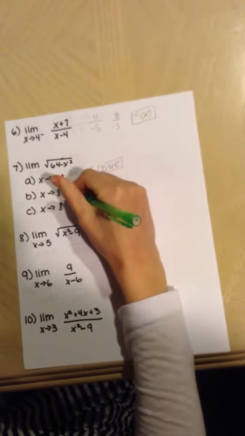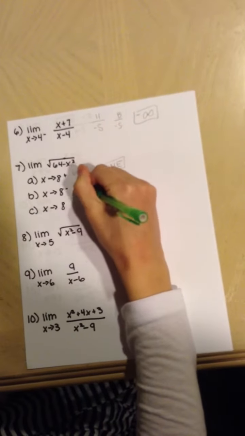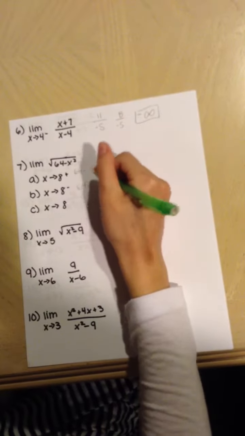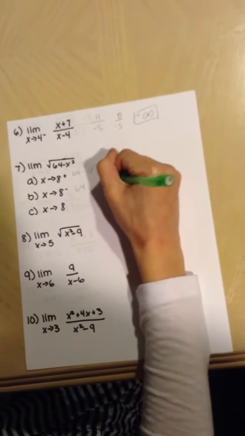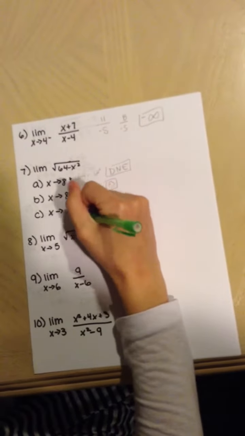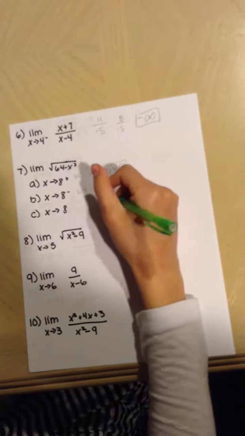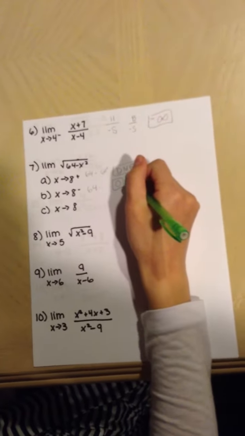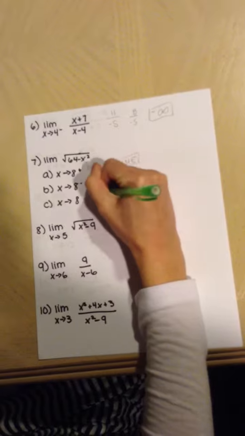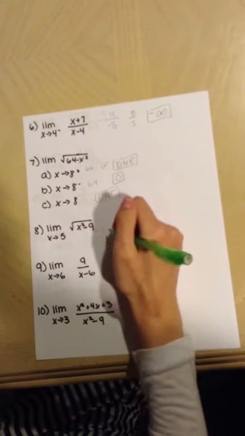A little bit less than 8 will be 64 minus just under 64, so that's going to be 0. You take the square root of 0, it's 0. And then for 8, since to the right it doesn't exist, the answer for the limit has to be does not exist, because you can't even test from the right because it doesn't exist there.